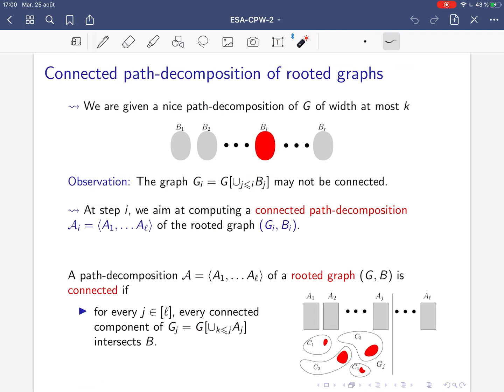So, a path decomposition of a rooted graph G_B, where B is the set of boundary vertices, is a path decomposition A_1 to A_l with the following property: for every prefix, if you consider the subgraph G_j induced by all the vertices belonging to bags A_1 to A_j, then every connected component of this graph G_j intersects the boundary set B. Here, this red subset of vertices.